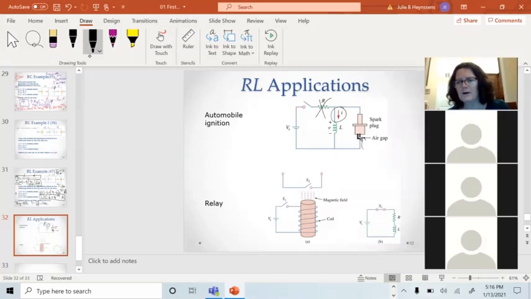The spark across the air gap is what ignites the gasoline in your piston, which makes the gas expand, which makes it move, which turns the wheels on your car. So that's a good application of these RL circuits. Relays is another one, but I'm out of time.